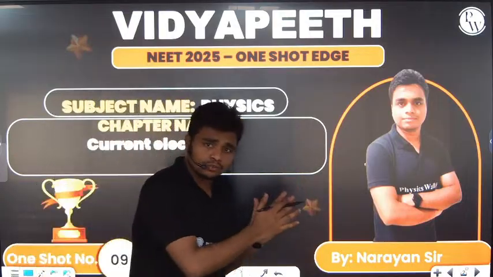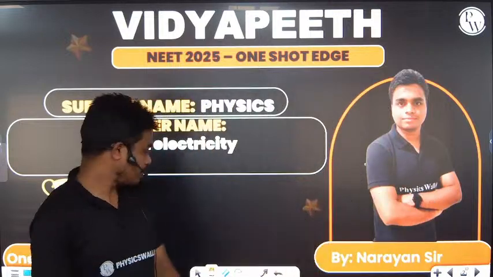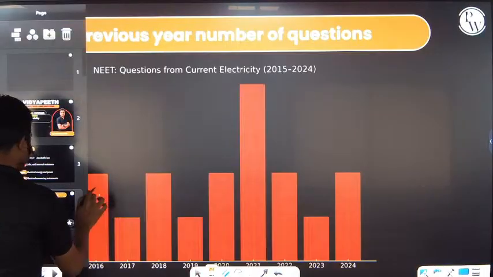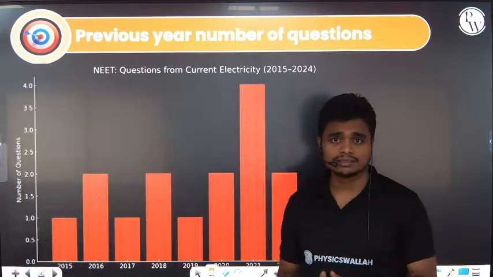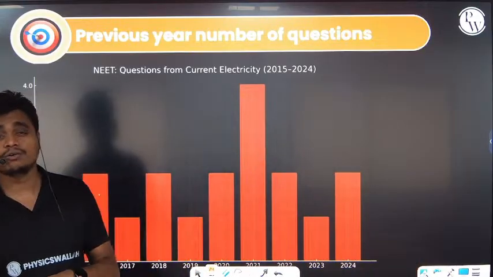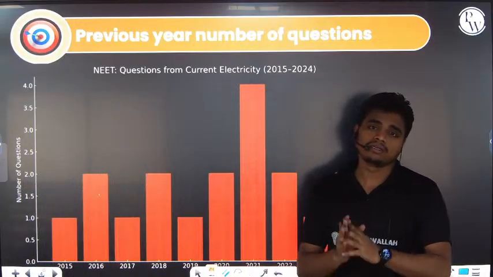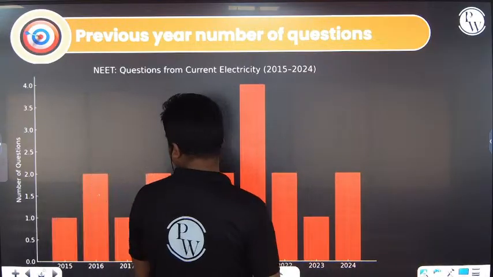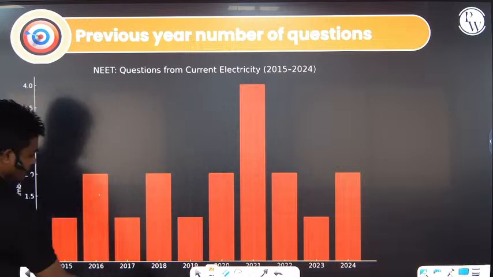This chapter is a little bit lengthy, but it is a weightage chapter. We can expect 2 to 3 questions per year from it. In 2024, 3 questions were asked, and again 2 questions were there in the re-examination. In a single year, 4 questions were also asked. So we can expect 3 to 4 questions from this current electricity.